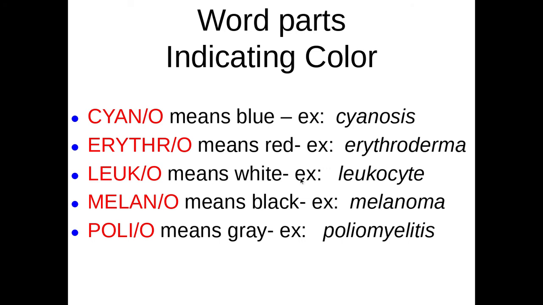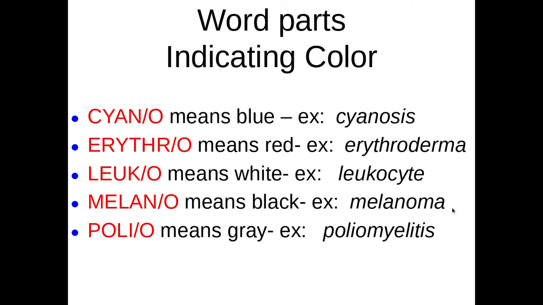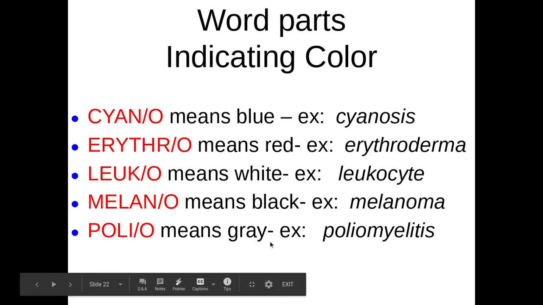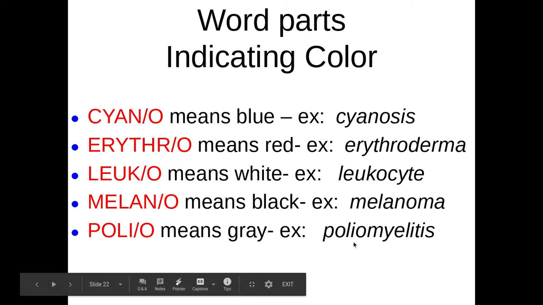Leuco is white. I don't know if you know what cyte is, but cyte is pertaining to a cell, like a blood cell. So if you put the two together, it's a white blood cell. Melano means black. Oma is a tumor or type of cancer. And so basically, melanoma is a type of cancer tumor that's black in color. Polio means gray. I don't expect you guys to know what this means, but you have poliomyelitis. Itis means inflammation. Myelo is actually spinal tissue. And then polio is gray. So basically, it's a gray inflammation of spinal tissue.